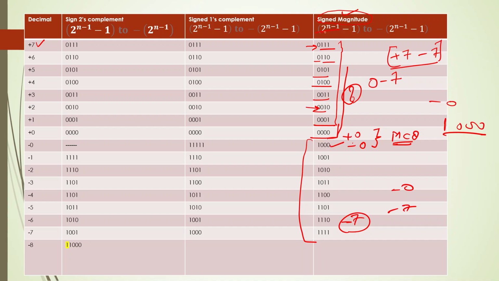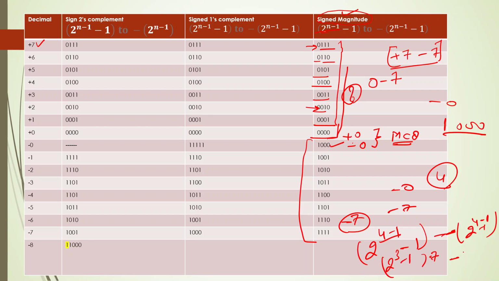So if it is 4 digit, then the range is minus 2 raised to power 4 minus 1 minus 1 to 2 raised to power 4 minus 1 minus 1. So 2 raised to power 4 minus 1 is 2 raised to power 3 minus 1, which is 7, and minus 2 raised to power 3 minus 1 is minus 7.